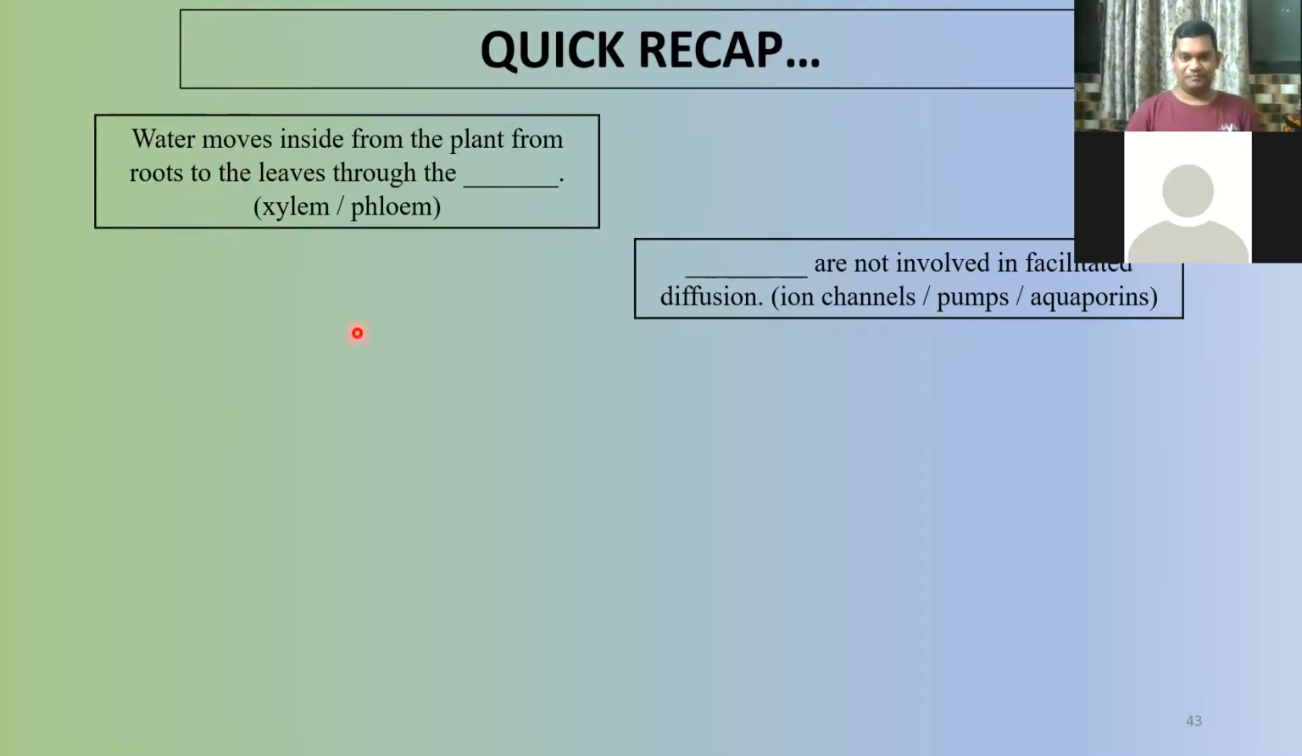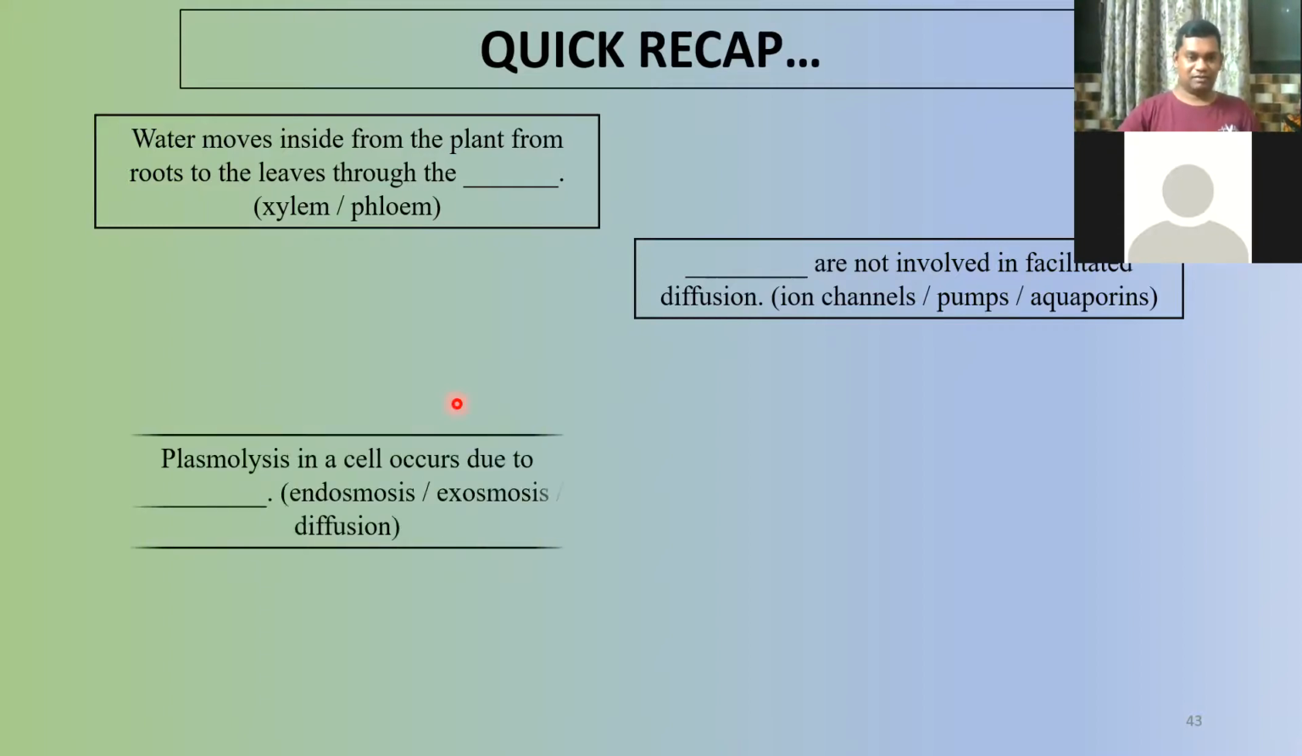Options: ion channels, aquaporins, pumps. The answer is pumps. Why? Because pumps are the proteins which use energy for translocating ions and molecules, while ion channels and aquaporins are related to passive transport. Yes, got it.